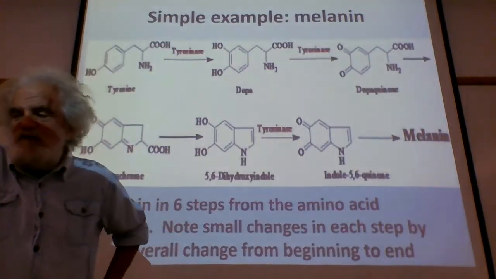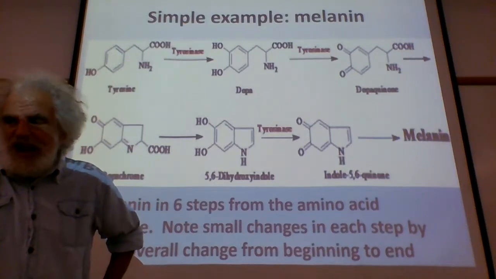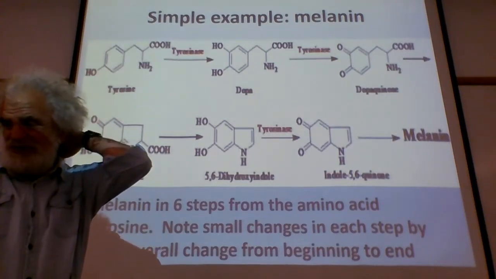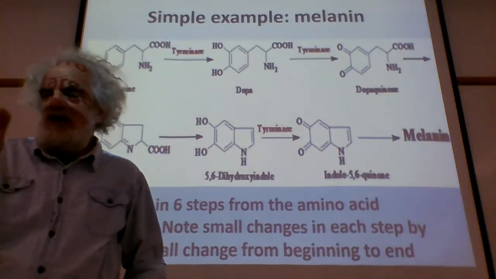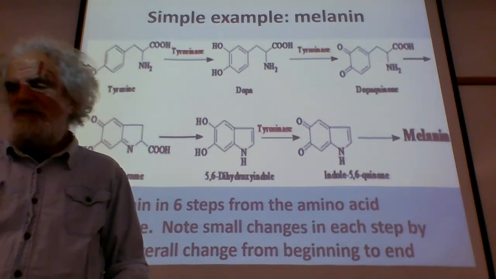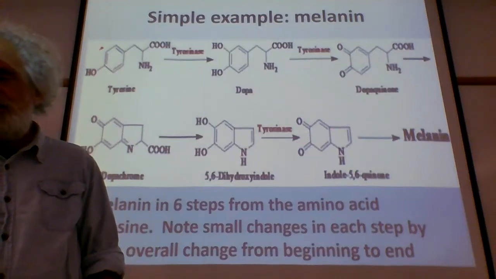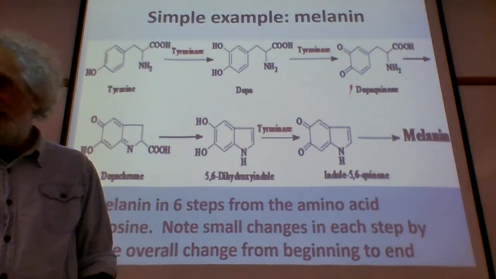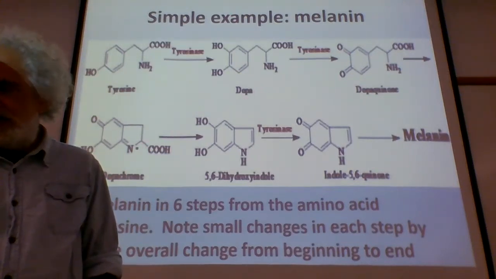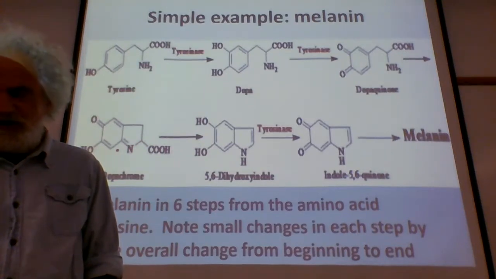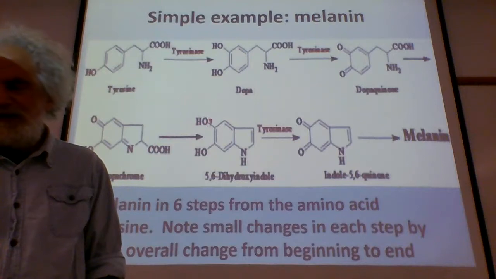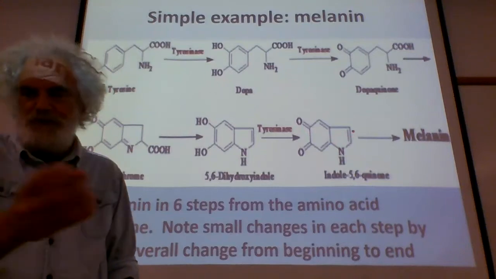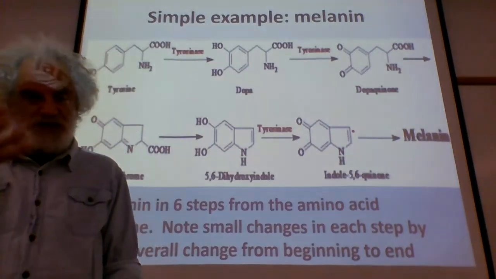Here's an example of taking the amino acid tyrosine and turning it into the pigment melanin. It's done in 6 steps, in which the changes are really very, very small. If you can track them here, we've got the addition of a hydroxyl here. We remove the hydrogens here and make an oxygen double bond. We then remove the hydrogens from this nitrogen and cause this ring structure to close up. The hydroxyl groups are added back on, and then they're removed, so back and forth, and we end up with this product called melanin, which is a pigment.